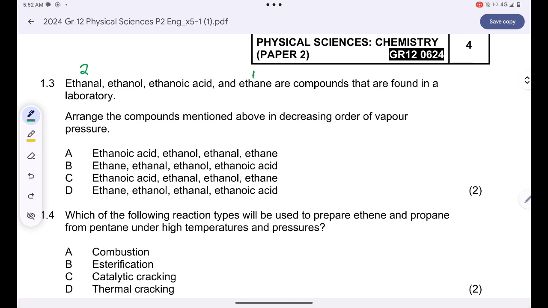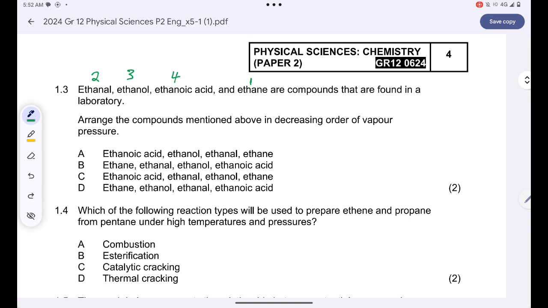Between ethanol and ethanoic acid, which one is the weaker between the two? Ethanol is the weaker. Why? Both of them have hydrogen bonds, but ethanoic acid has 2 sides of hydrogen bonding. So ethanoic acid has stronger intermolecular forces compared to all the 4 compounds. That's why ethanoic acid will have the lowest vapor pressure but a higher boiling point.